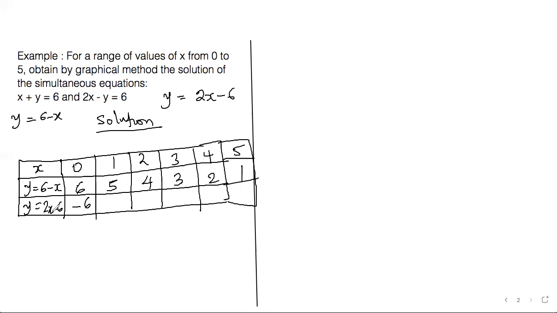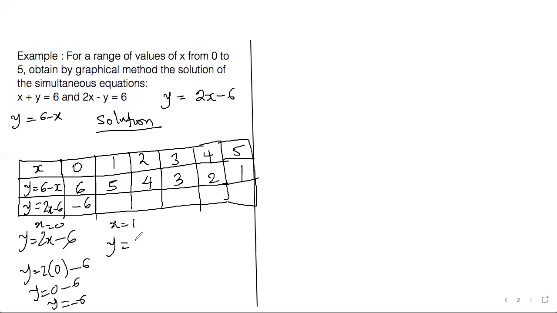When x is 1, y should be, okay, let me write it out. y equals 2x minus 6. So when x is 0, y will be 2 into 0 minus 6. So y will be 0 minus 6, and y will be minus 6. So that's when x is 0. So when x is 1, then you have y equals 2 into 1 minus 6.